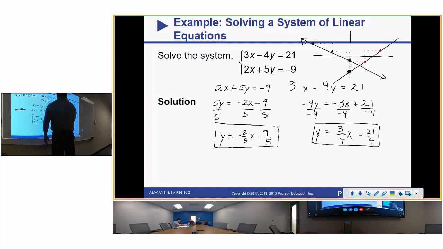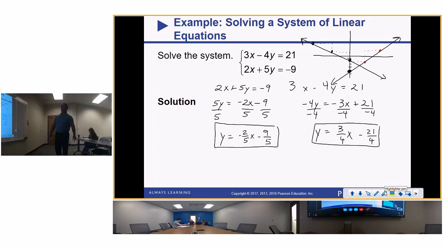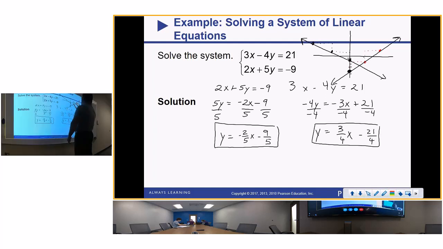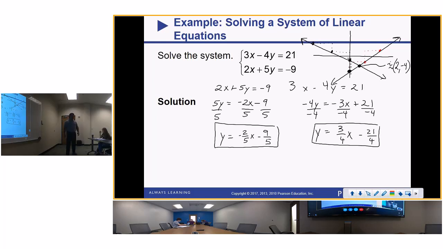Now see, I have no earthly idea what that point is because I have no graph paper behind it to show me. You see what I'm saying? I know it's in the third quadrant, and if I was to take a guess, I'd say probably 2 and maybe negative 4. I have no earthly idea. So approximately 2 comma negative 4. That's why the graphing calculator is so good.